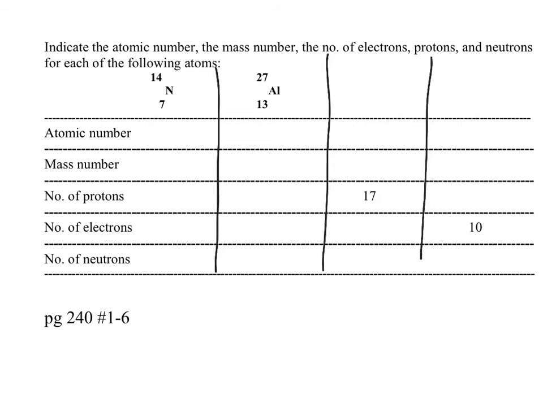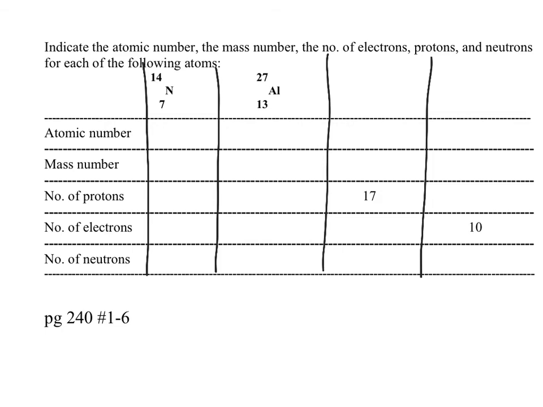So essentially there are 4 columns here for 4 different elements. And we're going to look at the different atomic number, mass number, protons, electrons, and neutrons. So you should be able to do this regardless of what spot in the chart I've filled out for you, because all of these numbers are related to one another, just like we saw in the last slide. So let's start with nitrogen.